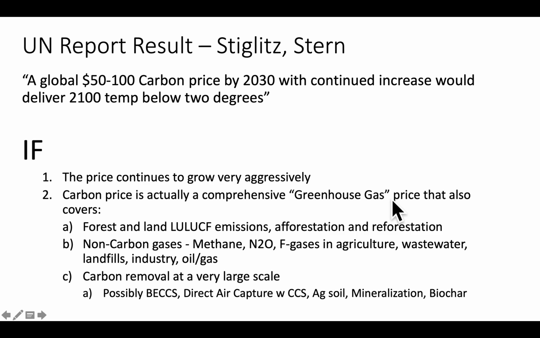Or if we could think of it, if a carbon price could be expanded to cover 3 big areas. Forestry, land use change in forestry emissions, afforestation, reforestation is one. The second are methane, N2O, F-gases in agriculture, in wastewater, landfills, industry, oil and gas, and it could be expanded to cover carbon dioxide removal at a very large scale, possibly some combination of these 5 different areas. So that's the resolution that we have so far of our mystery.